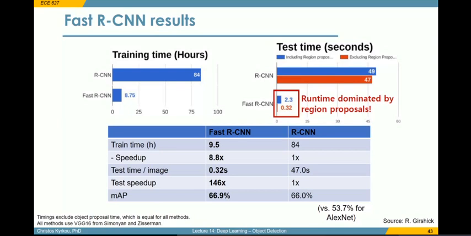Overall, as we see here, Fast-RCNN is faster, but still the region proposal dominates now the overall computational time. And it's important to note that these speed improvements do not sacrifice the detection accuracy of the Fast-RCNN compared to RCNN. But again, the main thing is that the selective search is much slower than the CNN runtime.